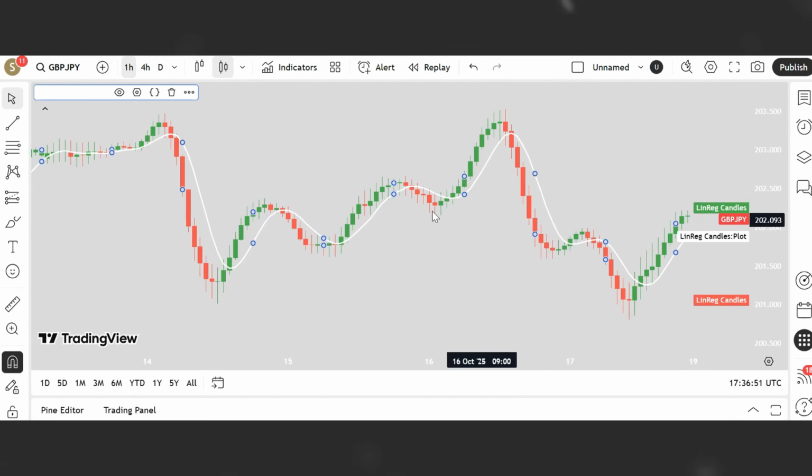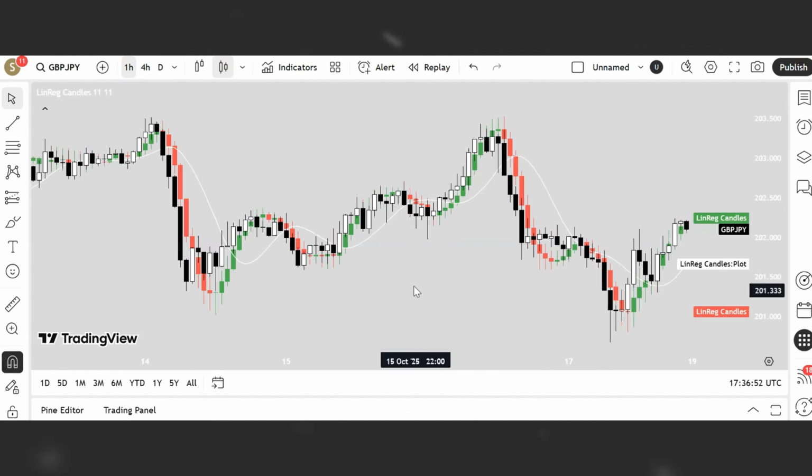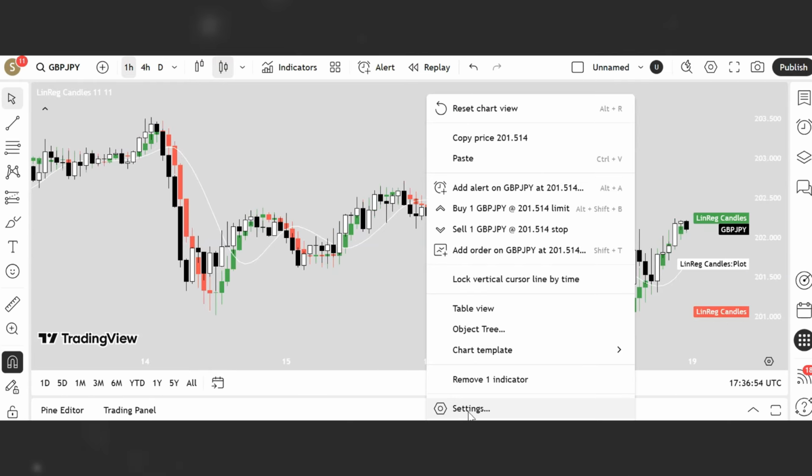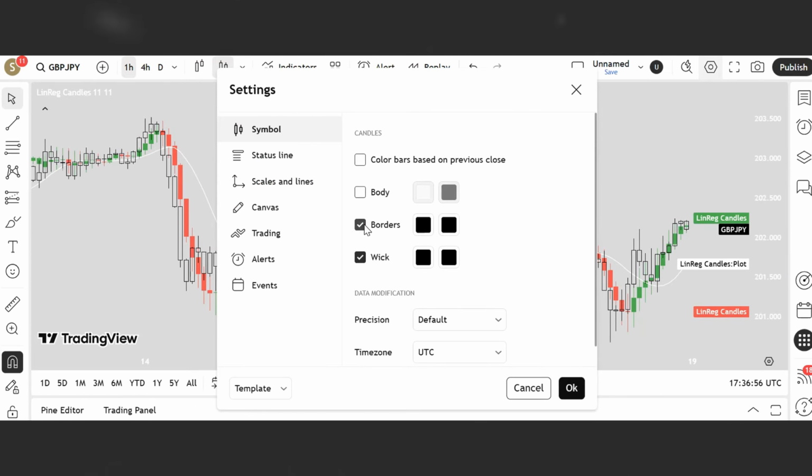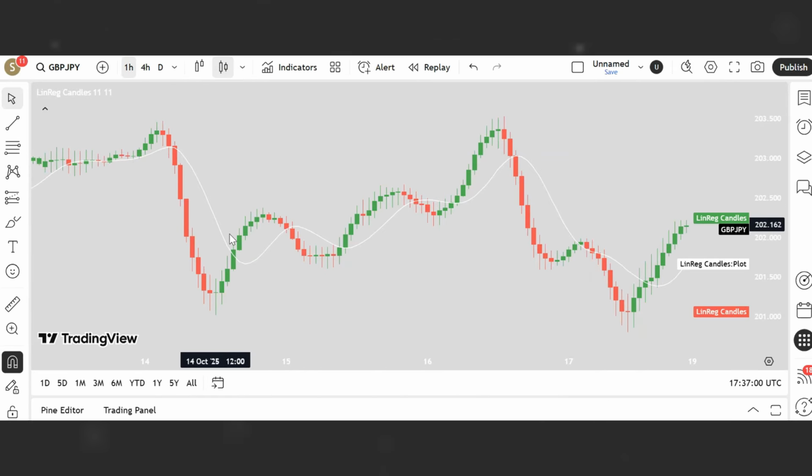To keep our chart clean, double-click on the original candlestick chart and remove its visual components. We only want the linear regression candles visible. Trust me, this makes your analysis much easier.